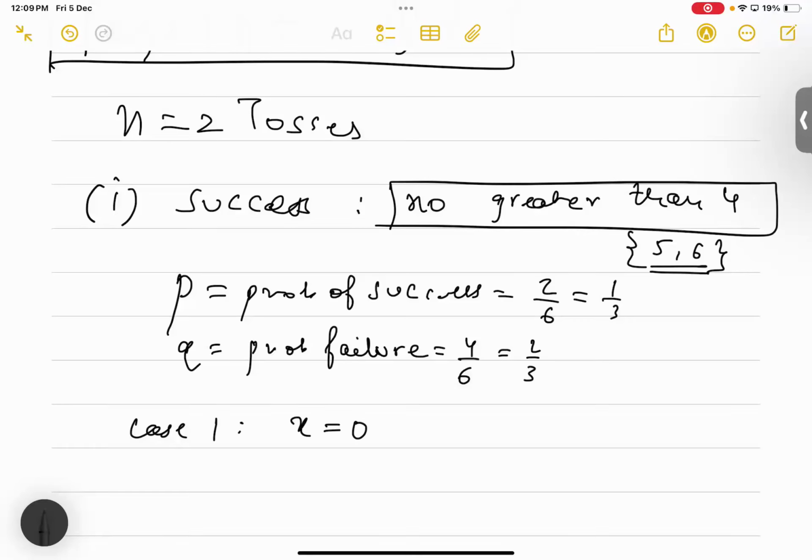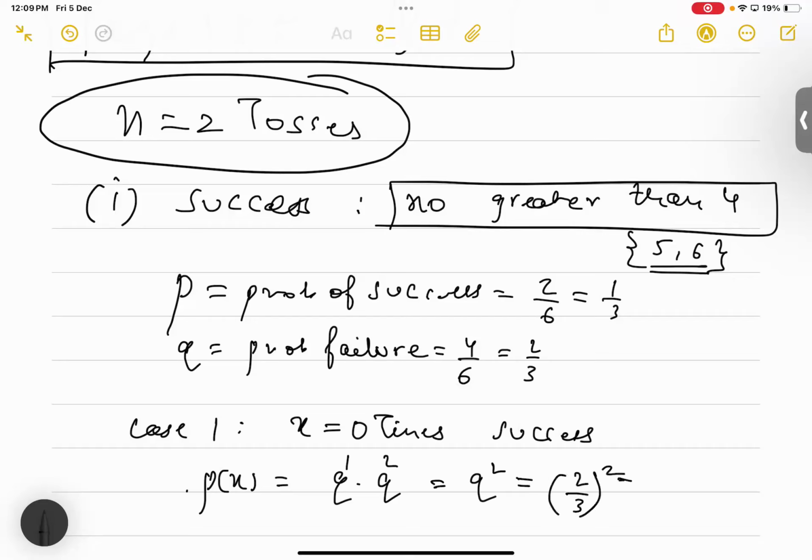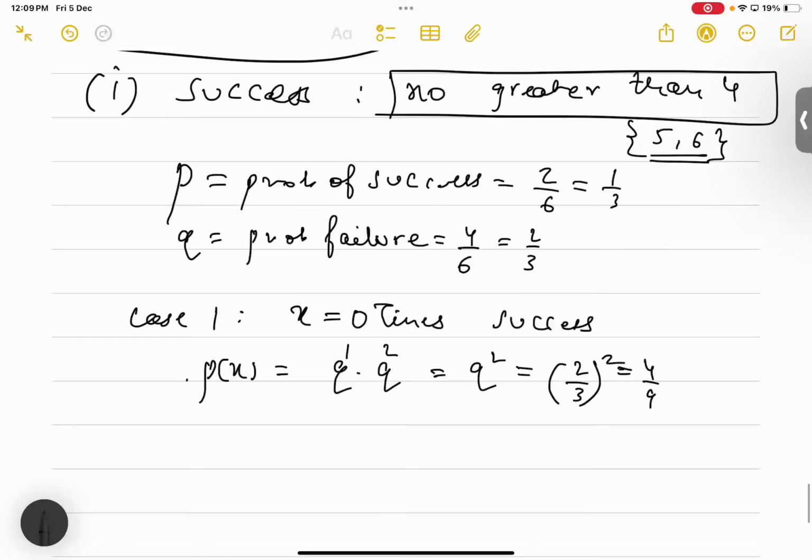x is equal to 0. That means out of two tosses, 0 times success we will get. Will not get success any amount of time. So P of x will be what? What is the probability of this? In the first toss we got failure and in the second toss also we got failure. Yesterday we did such a problem, remember? Q square. So that is equal to 2 by 3 the whole square, 4 by 9.